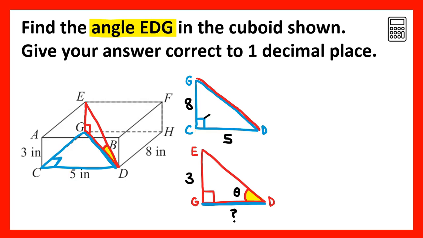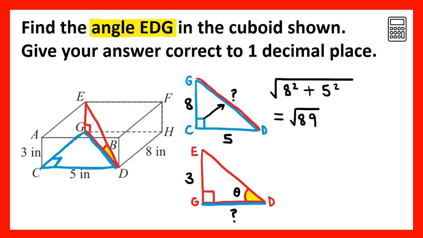Using Pythagoras' theorem, I have the two shorter lengths, so I can use these to find the hypotenuse, the longer length, labelled as GD. This will be the square root of 8 squared plus 5 squared, which is the square root of 89. To avoid any rounding errors by the time I get to the end, I'll keep this as an exact value, root 89. This is the same as the length GD on the triangle originally highlighted red. And now I have enough information to work out the missing angle theta.